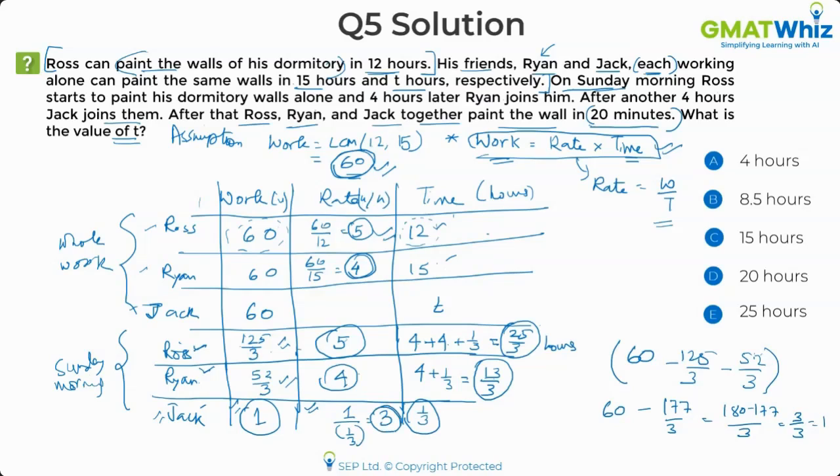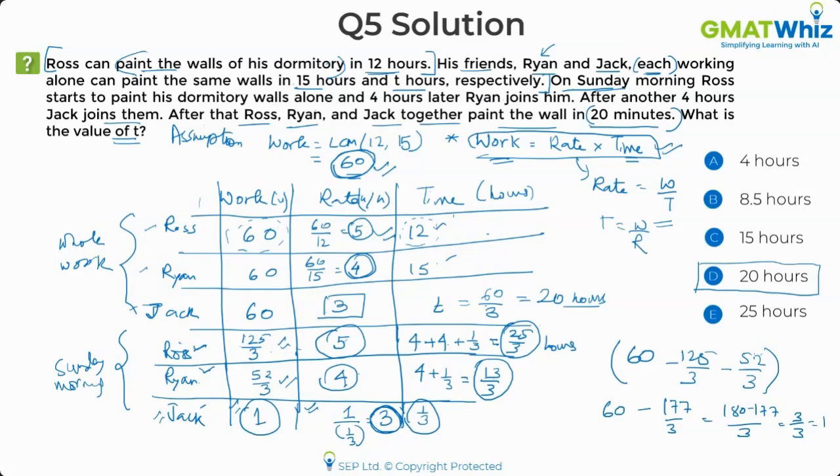And notice, why is this important? Because I'm trying to find out t. The only thing that is stopping me from finding out t is the rate. And now I know Jack's rate is 3. The moment I know Jack's rate is 3, I can plug it here. Time is basically work upon rate, using the same formula in a different form, that's all. I'll plug it here and get my answer as 20 hours. So the correct answer is option D.